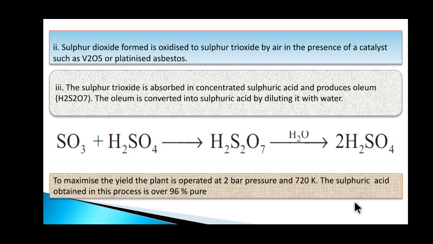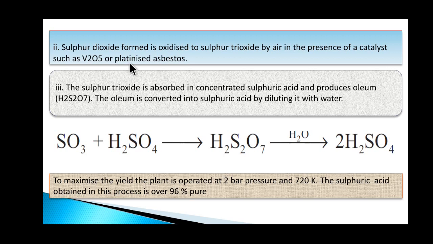sulfur dioxide forms its trioxide. Is it clear? Sulfur dioxide reacts again with oxygen, and will give the product sulfur trioxide in the presence of catalysts such as vanadium pentoxide or platinized asbestos. Why are we going to add a catalyst here? Generally it increases the rate of reaction, that's why we add the catalyst.